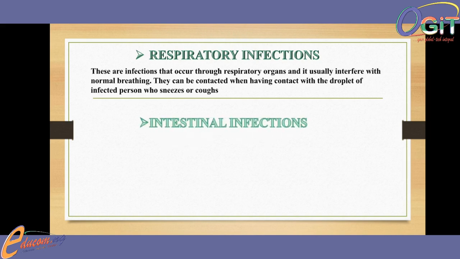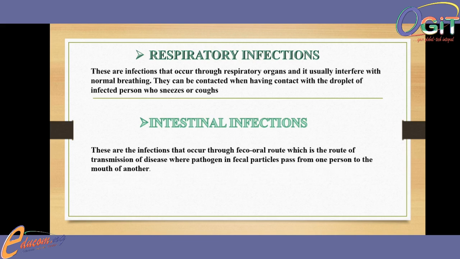We have intestinal infections. They are the infections that occur through the fecal-oral route, which is the route of transmission of diseases where pathogens in the fecal particles pass from one person to the mouth of another. That is where bacteria or viruses found in the stool of a person or animal are swallowed by another person. Examples: we have hepatitis, poliomyelitis, typhoid fever, food poisoning, hookworm infections, and others.